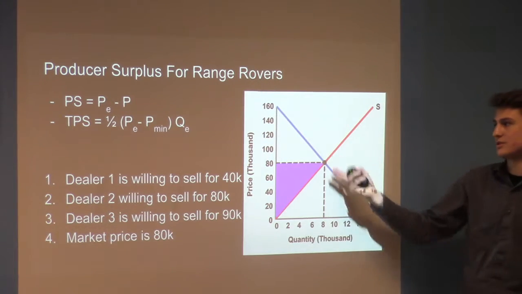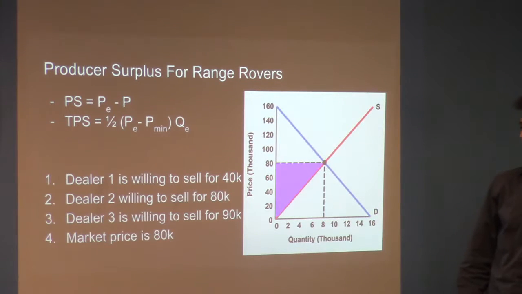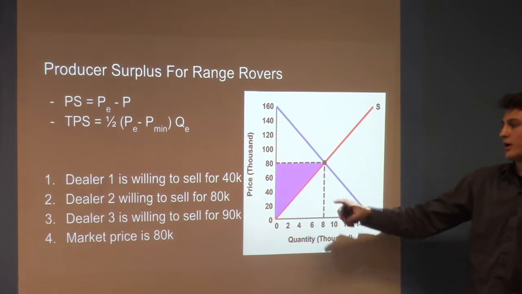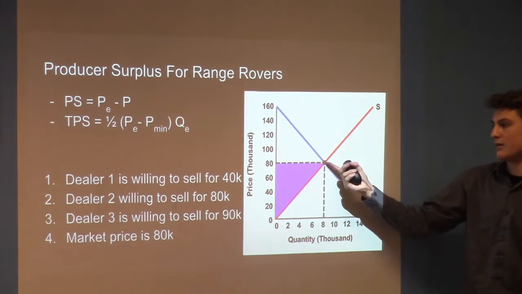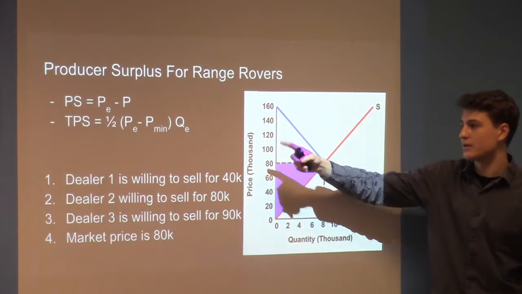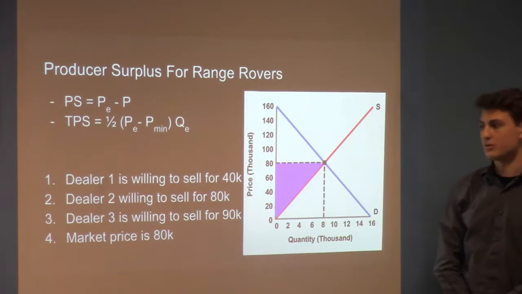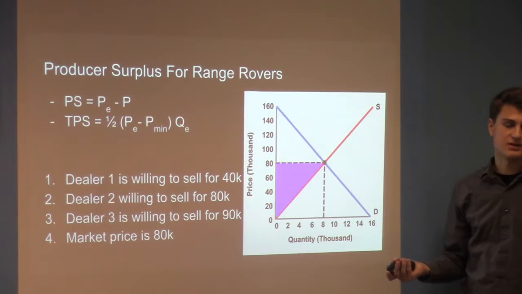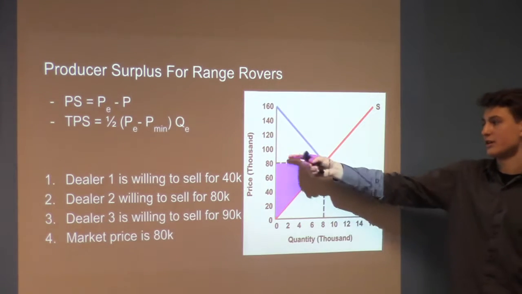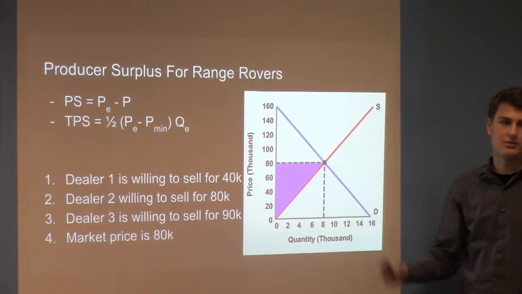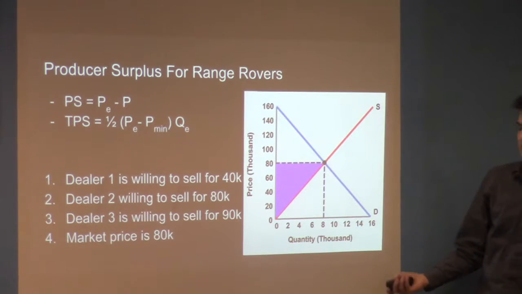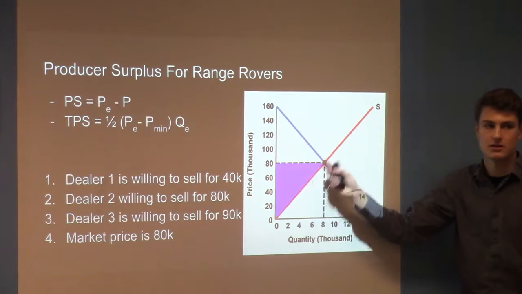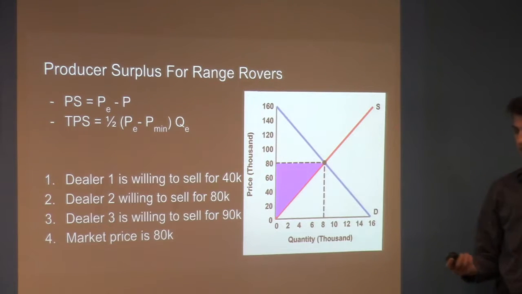In this case, producer surplus and consumer surplus are the same, just happening to be like that, but that's not always the case. So let's say for individuals, dealer 1 is willing to sell for 40K, but market equilibrium is at 80, so 80 minus 40, his individual net gain would be 40K. Dealer 2 is willing to sell for 80K, but the price is 80K, so he has no net gain. And if dealer 3 is willing to sell for 90K, well, why would he sell for above the equilibrium when he can just sell for 80K? So that transaction won't happen. And the market price is at 80K, so this is going to be the total producer surplus.